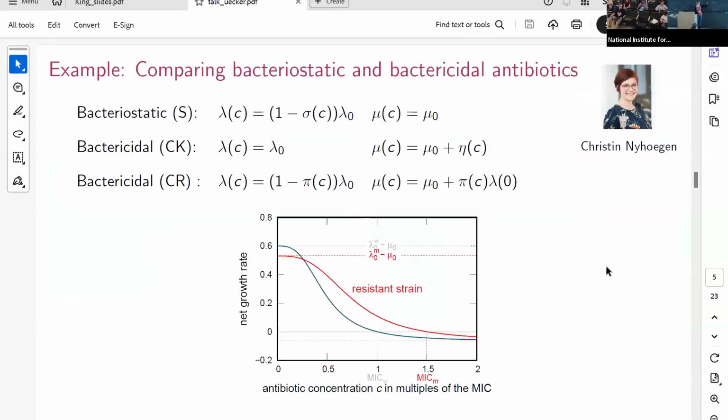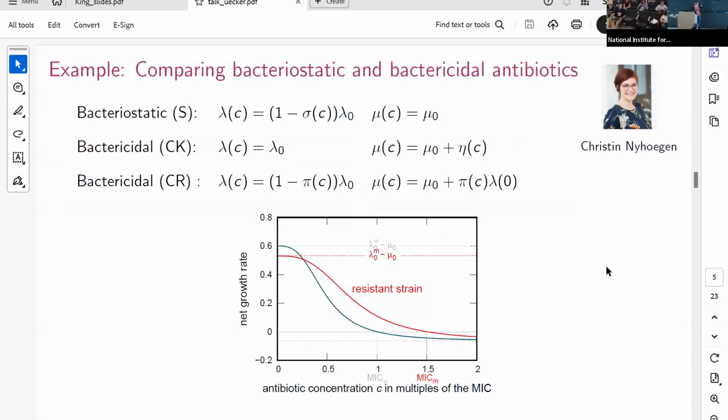That's a tiny part of a big project that my former student, Christine Newton, did. It's about antibiotic resistance evolution, comparing bacteriostatic and bactericidal antibiotics. Antibiotics can be roughly divided into drugs that are bacteriostatic, so that they're decreasing the replication rate of the bacteria, or bactericidal, so they're killing bacteria.